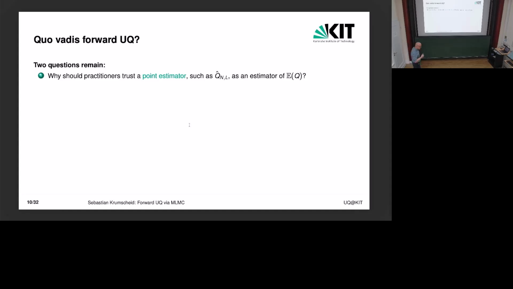Okay, so this was my personal introduction to the notation of Multilevel Monte Carlo for UQ. But now I want to take a few minutes to motivate the rest of the talk. So the first question is, if I now use Multilevel Monte Carlo, I compute this number here. Why should a practitioner trust this number? It's just one value.